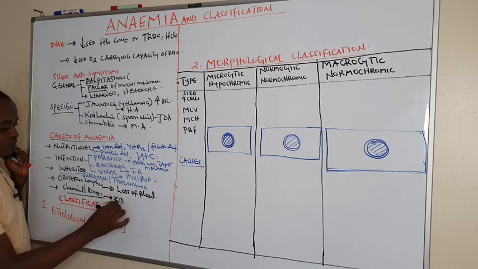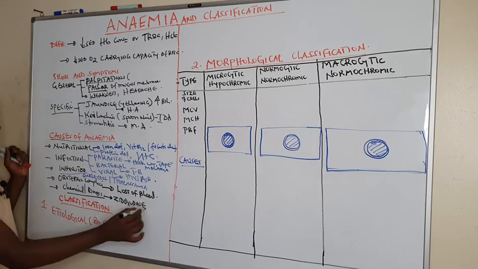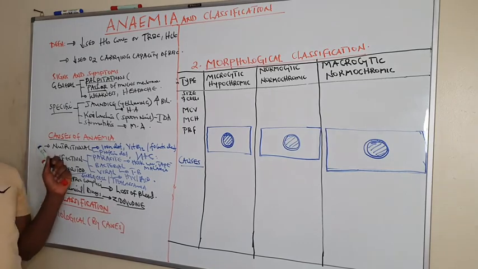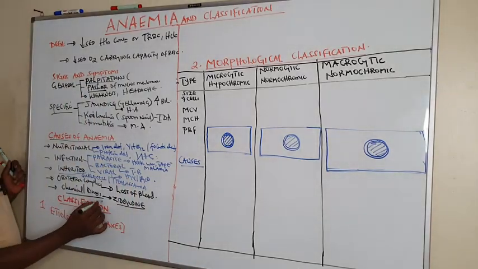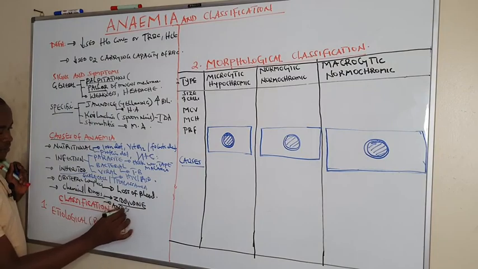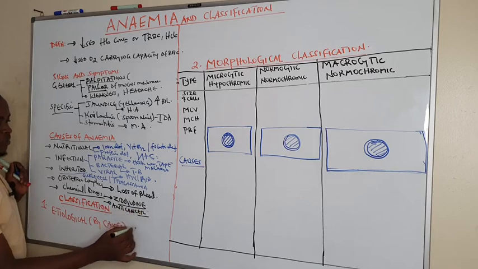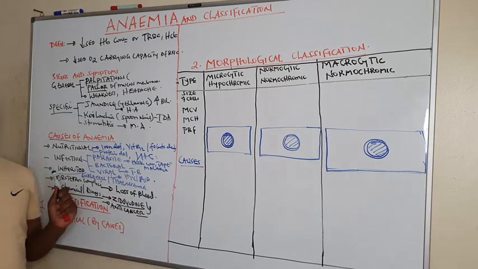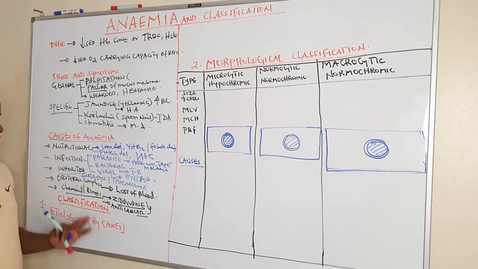Certain chemicals can also lead to anemia, like even someone on treatment of zidovudine. Zidovudine is an antiretroviral drug which is known to cause bone marrow suppression, and not forgetting anti-cancer drugs. Anti-cancer drugs also cause bone marrow suppression, which brings about anemia. So these are some of the causes of anemia.